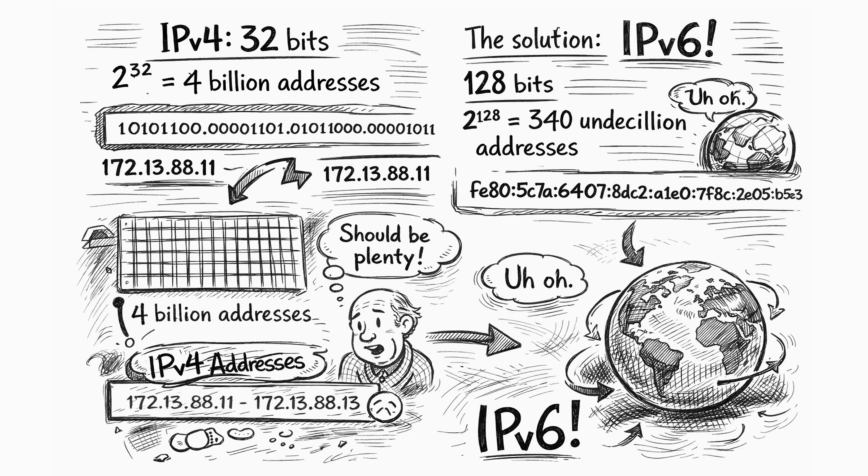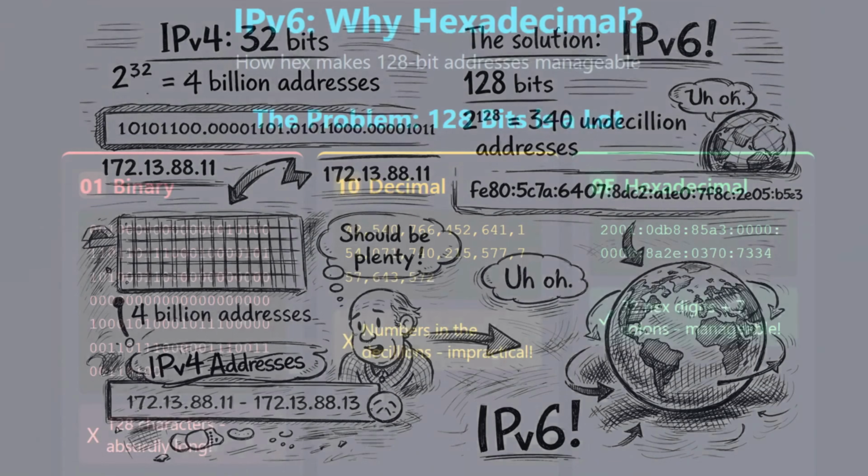But writing out 128 bits in binary would be absurdly long. Writing it in decimal would give us numbers in the decillions. So IPv6 uses hexadecimal notation. An IPv6 address consists of 8 groups of 4 hexadecimal digits, separated by colons. And you've seen these kinds of examples before in the previous lessons, but you can see it again here.